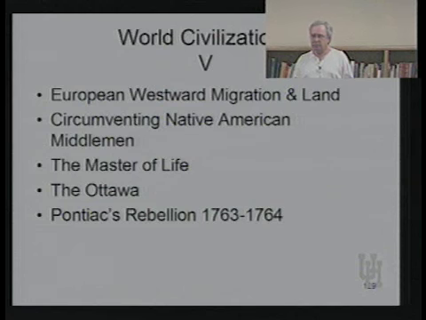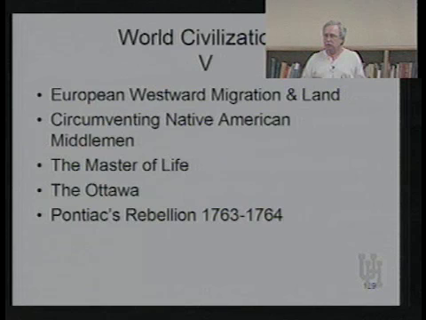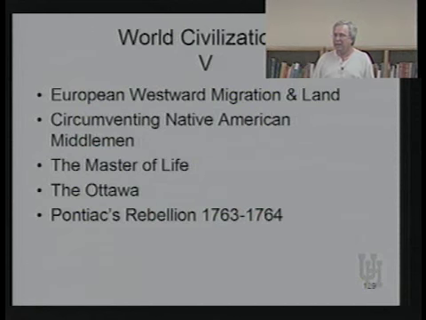Pontiac's rebellion, the rise of the Ottawa led by their chief Pontiac in a series of attacks on British settlements, was a direct outgrowth of these changes, of the Native Americans seeing the Europeans infringing on their position and seeing their economic position undermined as the Europeans circumvented them and went directly to the trappers to secure their furs. Under these pressures, the Ottawa rebelled in a desperate effort to reverse the course of events, a desperate and unsuccessful effort.